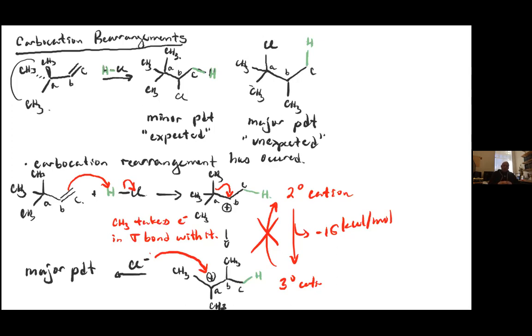And so where does the minor product come from? The minor product comes from a little bit of trapping of this secondary cation. So if this gets trapped by chloride, you can get some of that minor product, and that is indeed what happens. It's not 100 and 0. It's 90 10 or 80 20 in that regime.